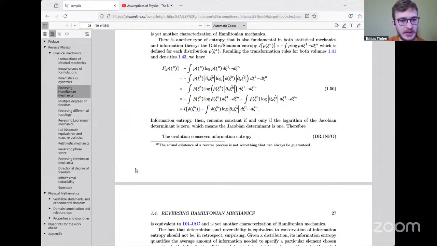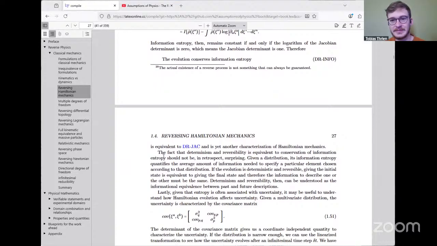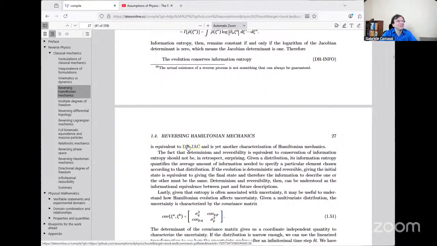Okay, so information entropy remains constant if and only if the logarithm of the Jacobian determinant is 0, which means the Jacobian determinant is 1. Therefore, that the evolution conserves information entropy is equivalent to the Jacobian being 1, and this is yet another characterization of Hamiltonian mechanics. Yeah, the Jacobian is 1, not 0. You might have noticed by now that all these conditions are basically a class of equivalence, and the other letters are the type of expression in that type of equivalence condition.